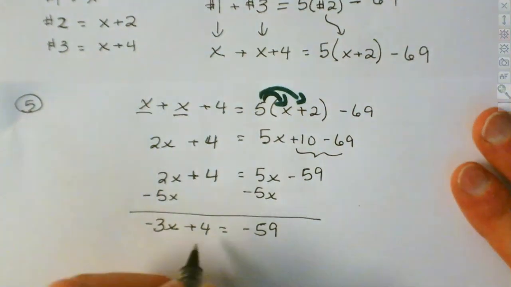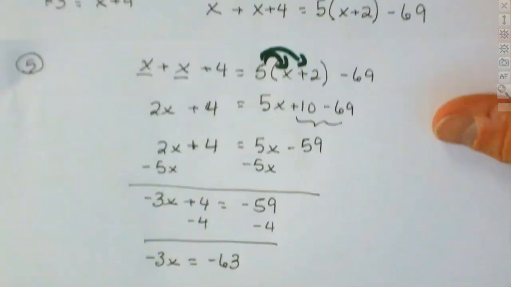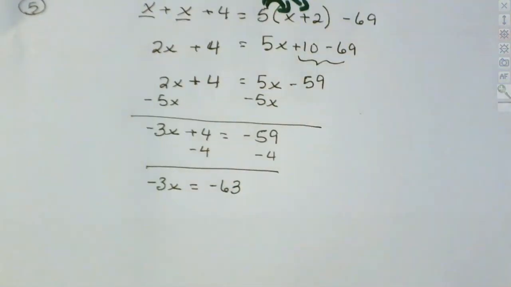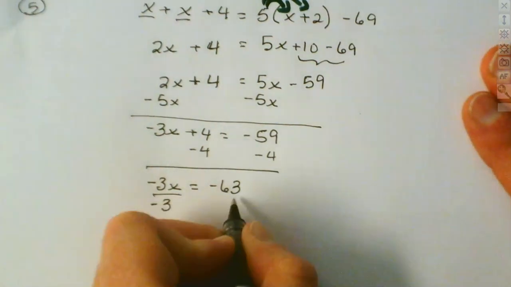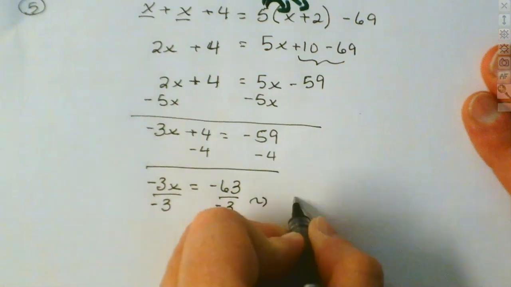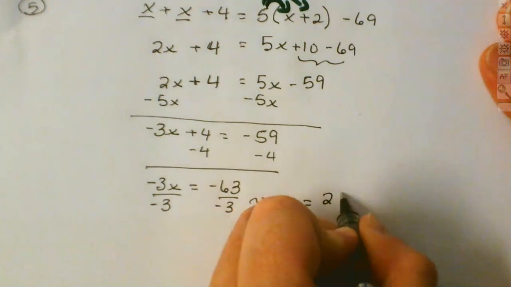What's my next step? Subtract that 4. So that gives you now a minus 3x equals minus 63. Okay. And what's my very last step going to be? Divide by a negative 3. And remember, when you divide a negative by another negative, it becomes what? Positive. And 63 divided by 3, I believe, should be 21. But we can always check that. Yep, that's going to be a positive 21.